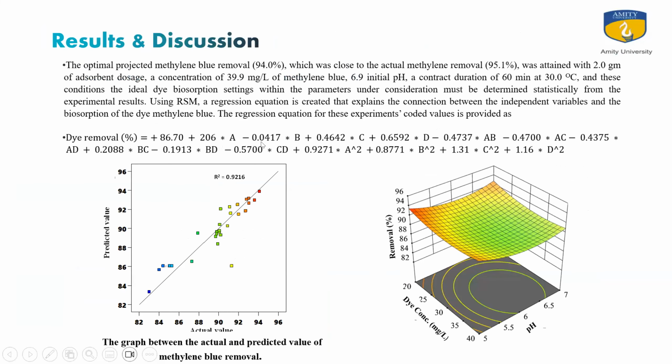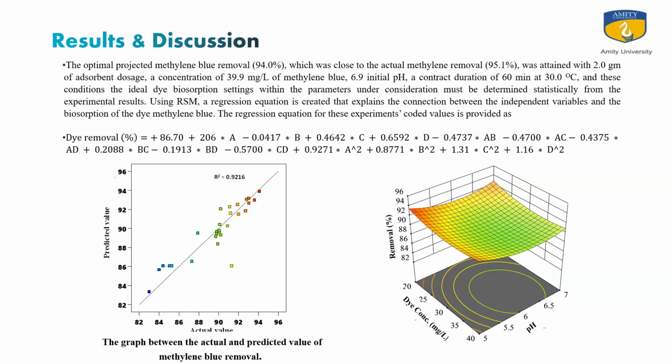The optimal projected MB removal is 94%, which is very close to the actual value of 95.1%. The parameters are 39.9 for concentration, 6.9 for pH, and a contact time of 60 minutes at 30°C temperature. So we can say there is a very good combination and very good connection between the independent variables and the biosorption of methylene blue. Basically, the biosorption process depends on the pore size of the adsorbent.